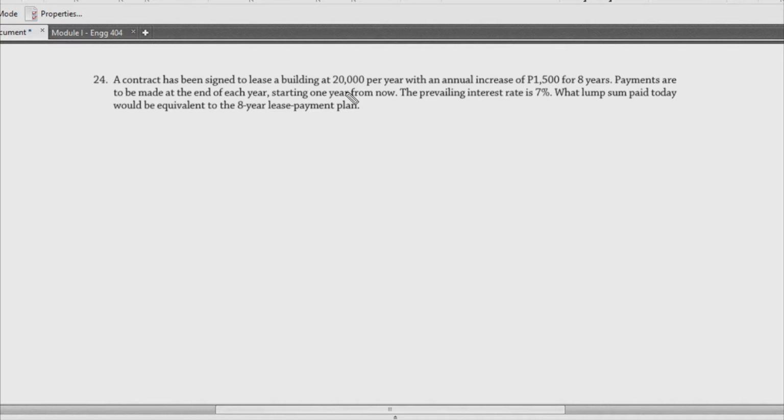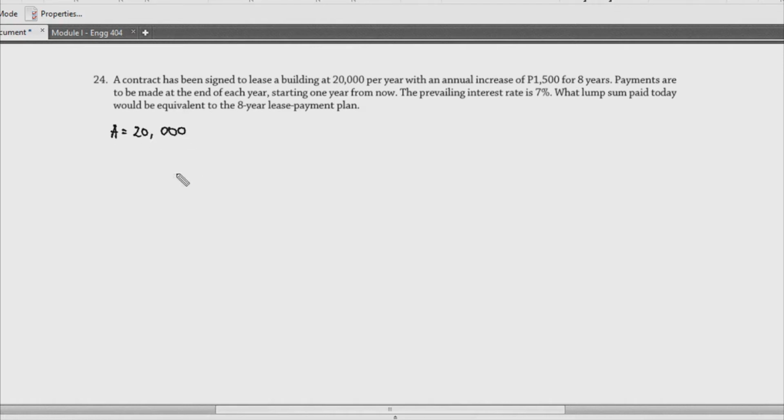Payments are to be made at the end of each year starting 1 year from now. The prevailing interest rate is 7%. What lump sum paid today would be equivalent to the 8-year lease payment plan? Now, the best way to deal with this first is to write the given. So, we have this 20,000 per year. So, this is our fixed annuity, which is 20,000. So, our A would be 20,000.